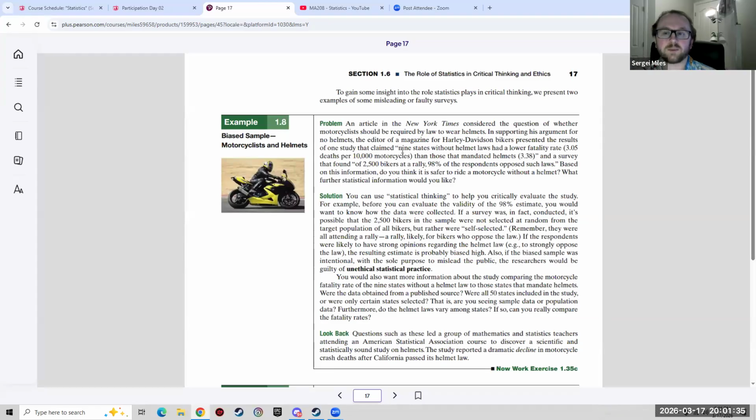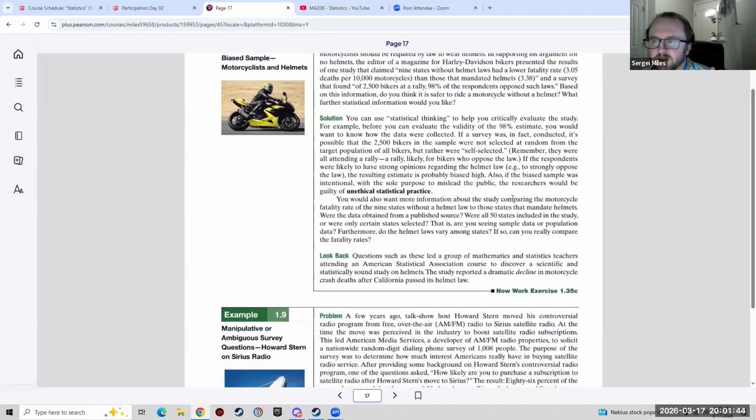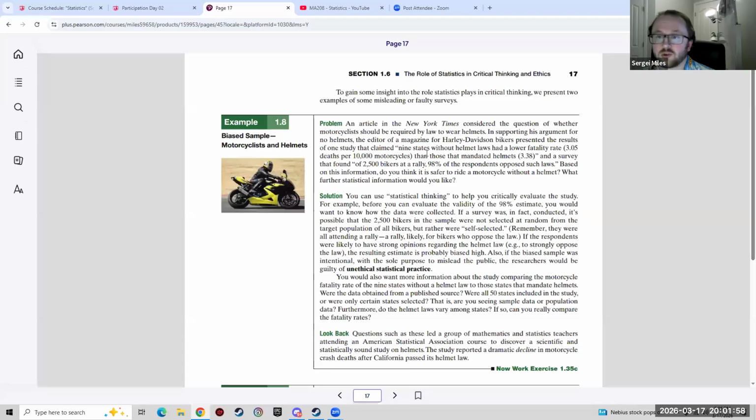By only presenting what they're trying to prove, there may be some kind of bias at play here, all right? So we want more information about the study comparing these fatality rates. Were all 50 states included? Did they cherry pick, so they're only telling you about the states that prove their point? If after all there are 20 states without helmet laws where the fatality rate is higher, well then their whole argument falls apart, right? They're only telling you the piece that they want you to hear.